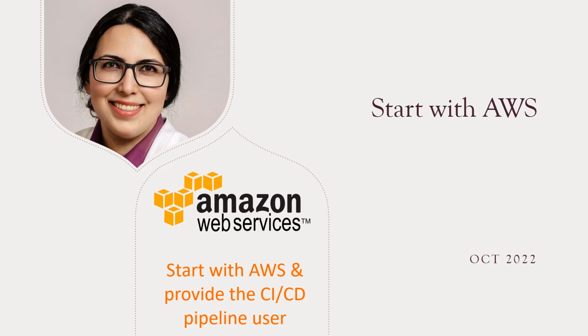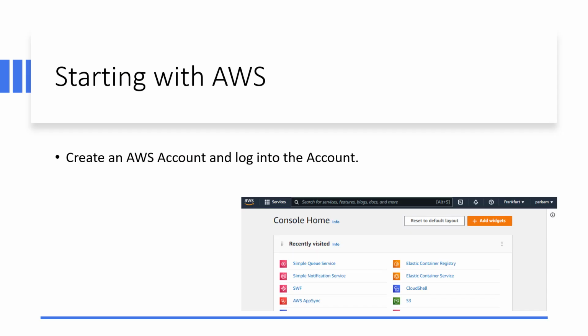Hi, I'm Parisa, and in this video we want to create a pipeline user for our CI/CD pipeline in AWS. I assume that you have already created an AWS account and logged in. Then you should be on the console homepage, as in the screenshot.